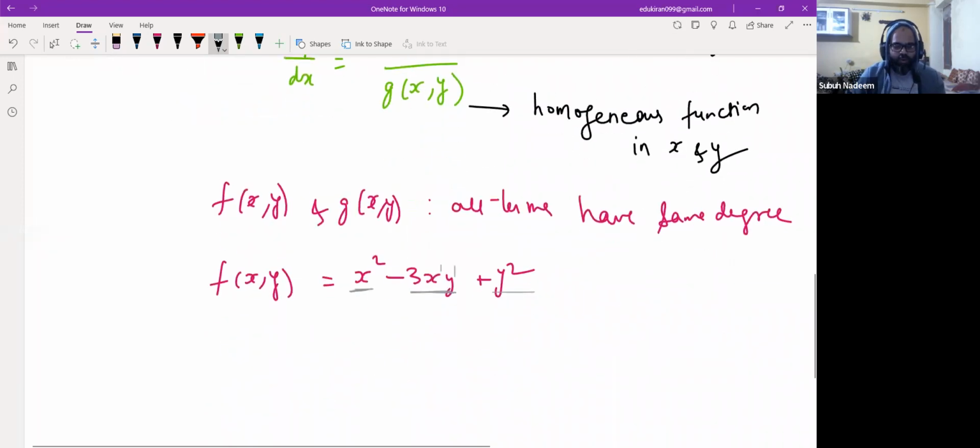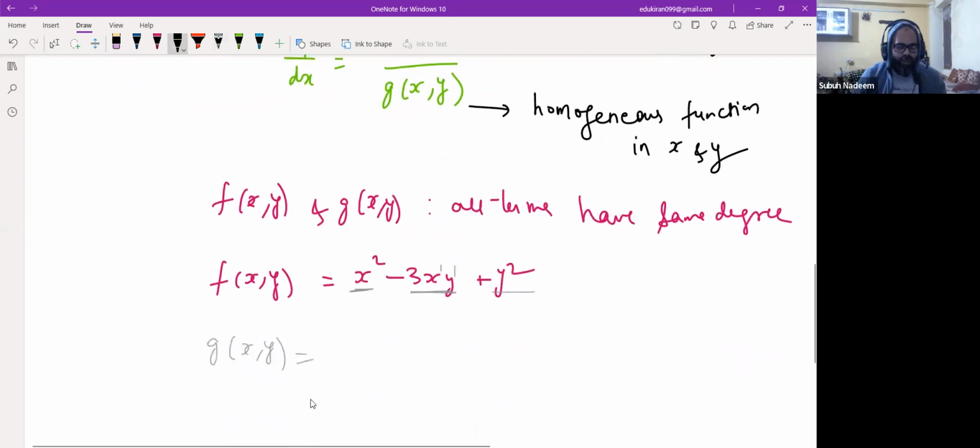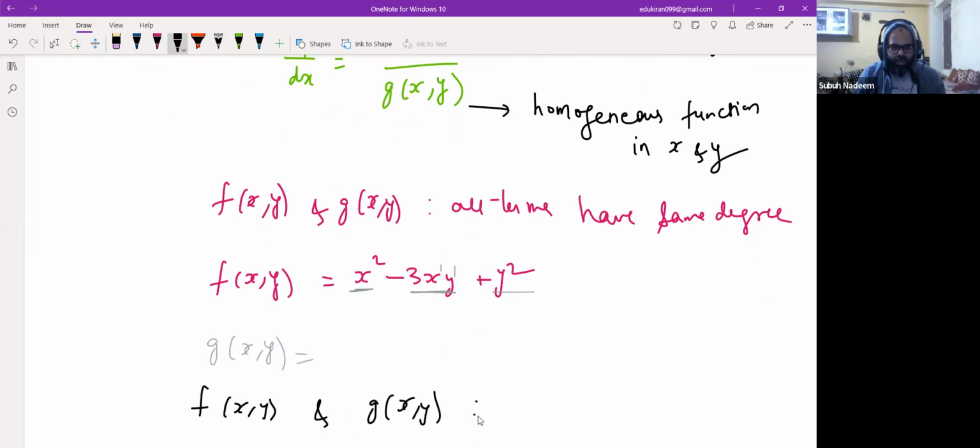Similarly, g of x comma y will also be a homogeneous function. One more thing: apart from being homogeneous functions, they must also be homogeneous functions of the same degree. This we also have to keep in mind, that f of x comma y and g of x comma y are definitely homogeneous functions in x and y, and both are of the same degree.